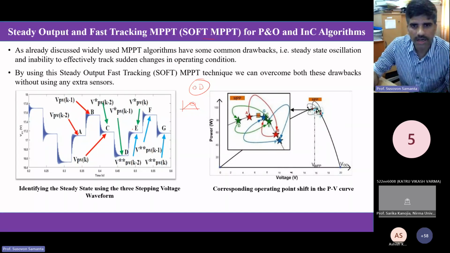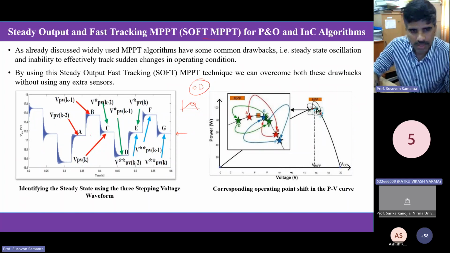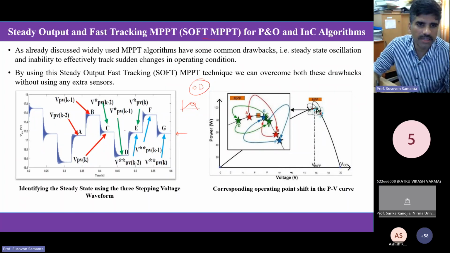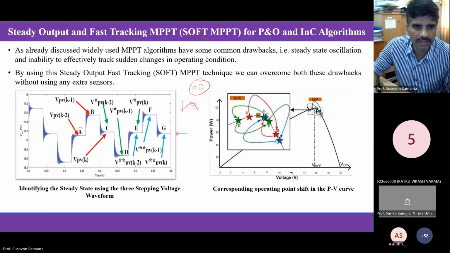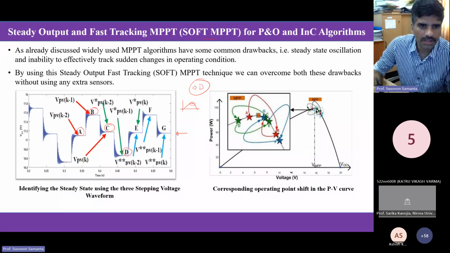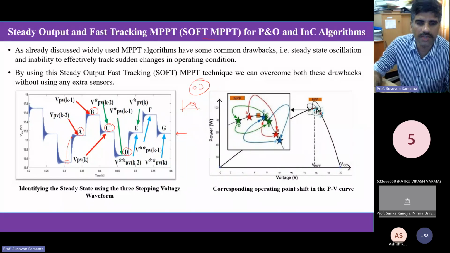So that is what I will explain with this diagram, and then I think you will be able to understand very clearly. Suppose this is the steady state waveform. So this is the three-step pattern: A, B, C, D. It will start from here, go from A to B, B to C, C to D, and again repeat like this.